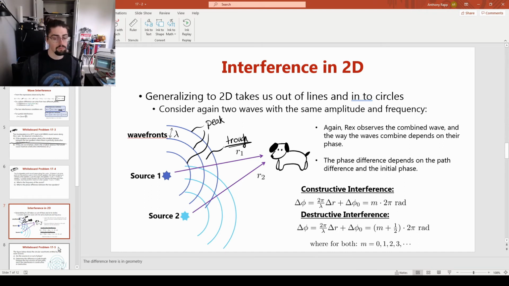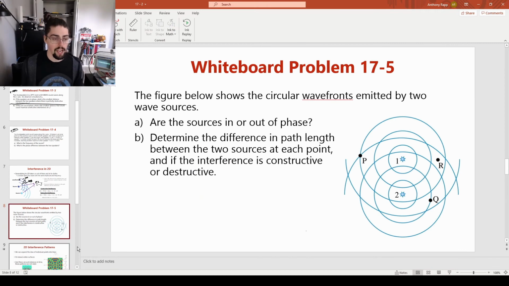So, I'm going to run this one by example here. Let's imagine this. I'm going to do this first with just the picture. Point P. Is this constructive or destructive interference right here? Point P, what do we think? Constructive. Peak lines up with peak. That sounds like constructive interference to me.